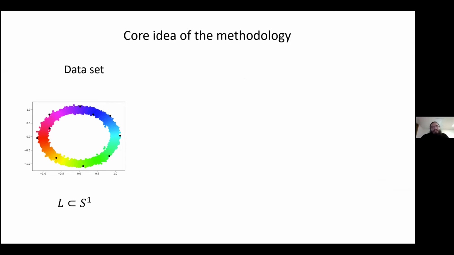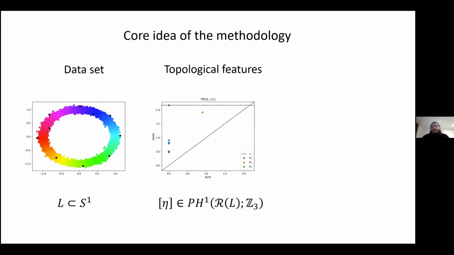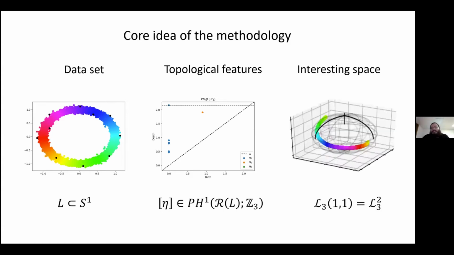So let's say that we start with a data set, a sample around a circle with noise. We want to take topological features out of this data set, and we want to find maps of this data set into quote unquote interesting spaces. And what interesting is going to be for me during this talk is lens spaces.